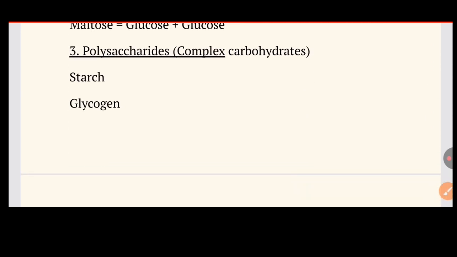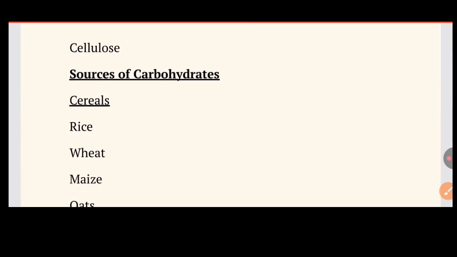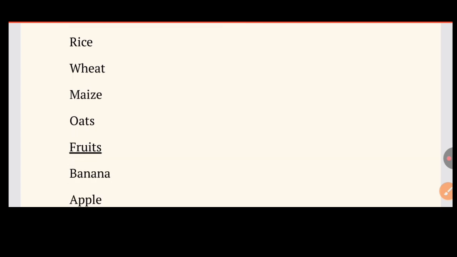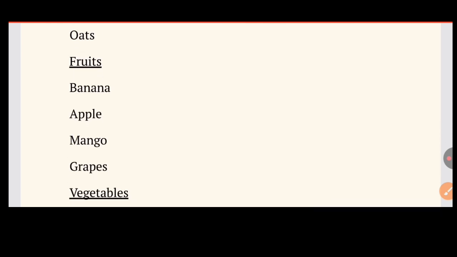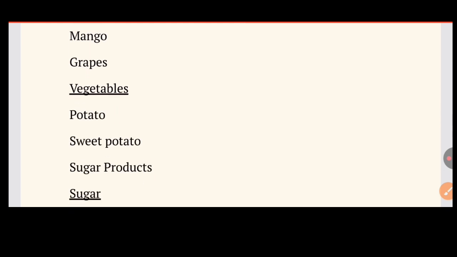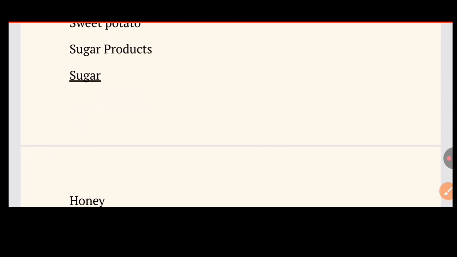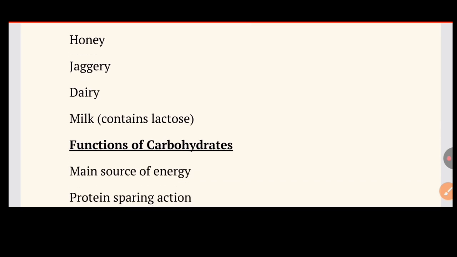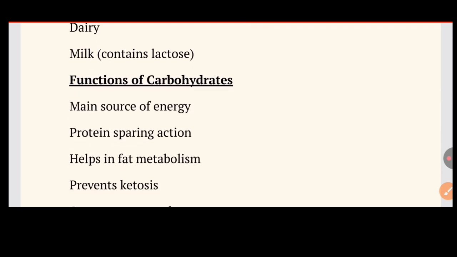Then the sources of carbohydrate, from where we obtain carbohydrate: from cereals like rice, wheat, maize, and oats; from fruits like banana, apples, mango, and grapes; from vegetables like potato, sweet potato, and sugarcane; from sweets like honey and jaggery; and from dairy and milk products.